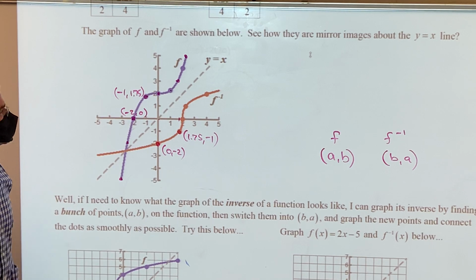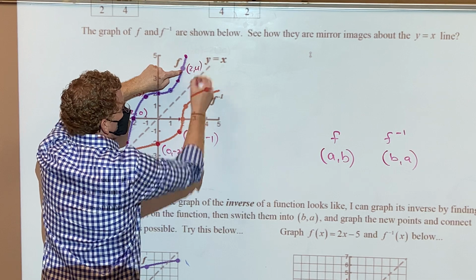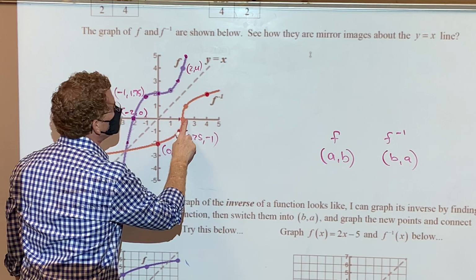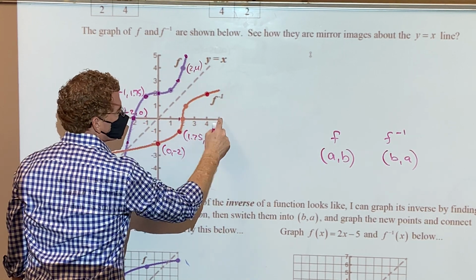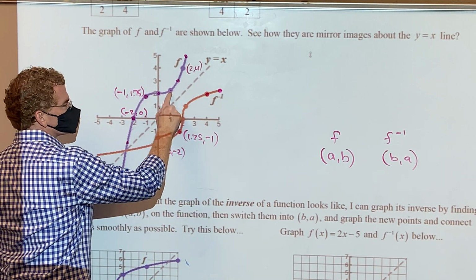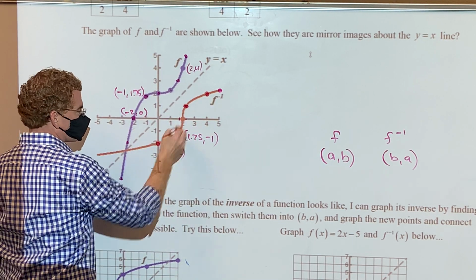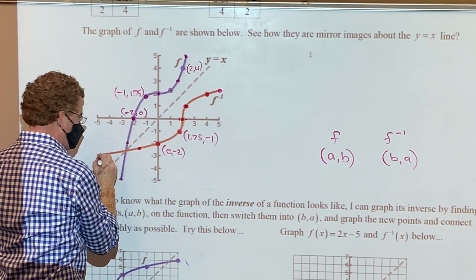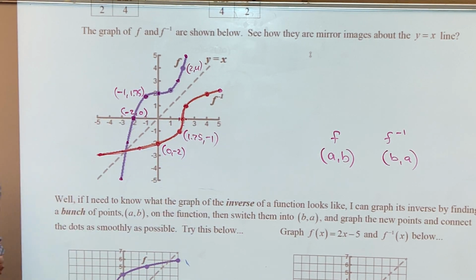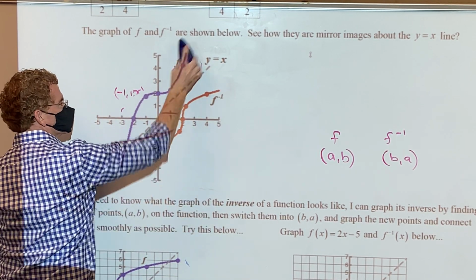And I find a bunch of them, and if I find this coordinate is like (2, 4), then I graph (4, 2). If I see that this one is (2.3, 5), I graph (5, 2.3). If I see this is (1, 2.2), (2.2, 1). And if I do that for enough of these, I get enough points plotted that I can just come in here and sketch. Does that make sense?